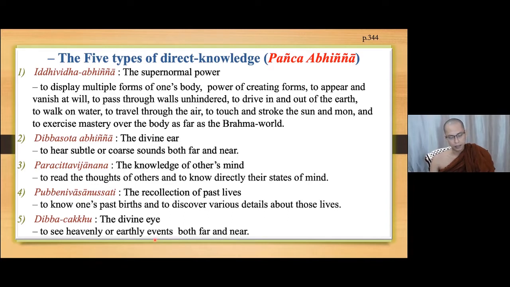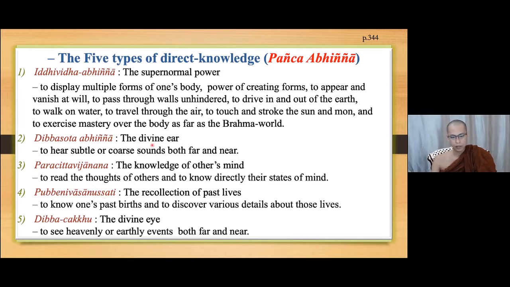Here the divine eye emphasizes the events. What exactly does that mean? The object of Dibba Cakkhu is the present visible form, here the heavenly or earthly events. Although it is said to be events, what we can see is the visible form. That is why the power of this Abhinna is called Dibba Cakkhu, the divine eye. So what it can see is only the present visible form.